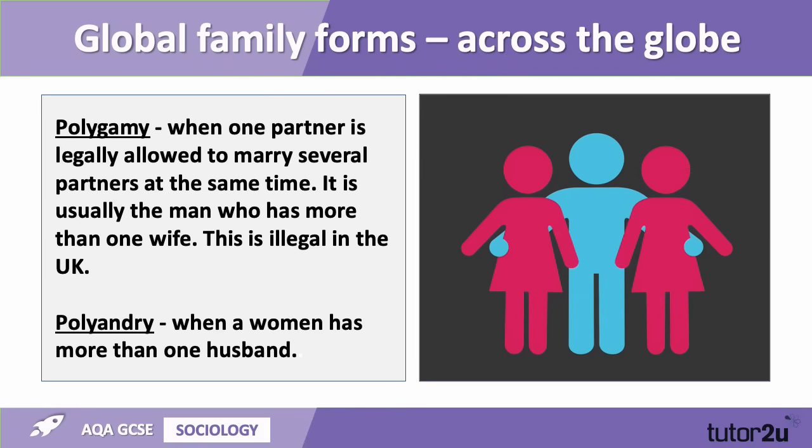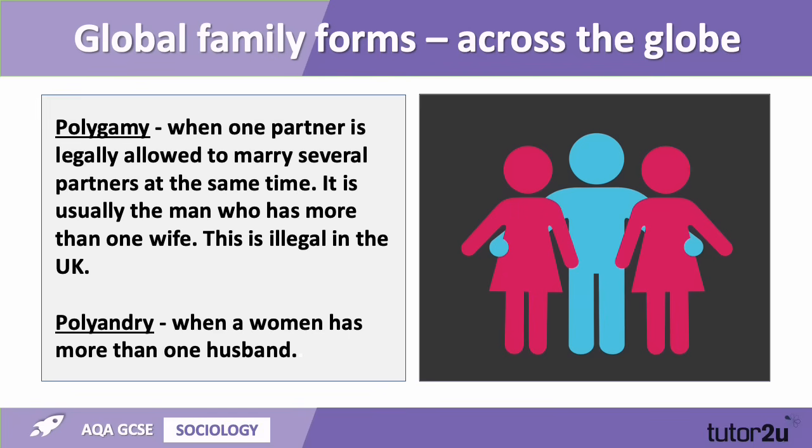Polyandry is a custom where women may marry several men at the same time, although this is quite rare and might have been a custom in societies where there was a shortage of men. In some areas of Nepal, it is a custom for a woman to marry all the brothers from one family, even if some of the brothers are very young. Wives are expected not to show favouritism and to have at least one child from each father.